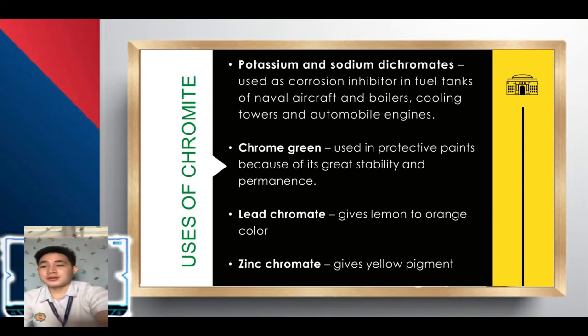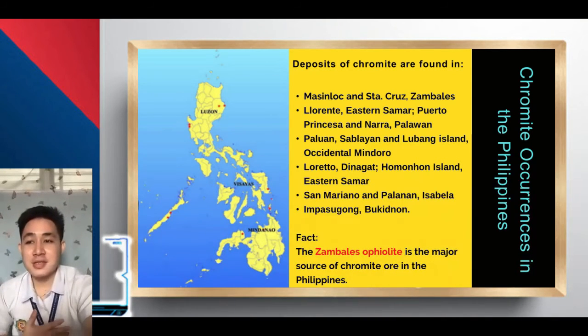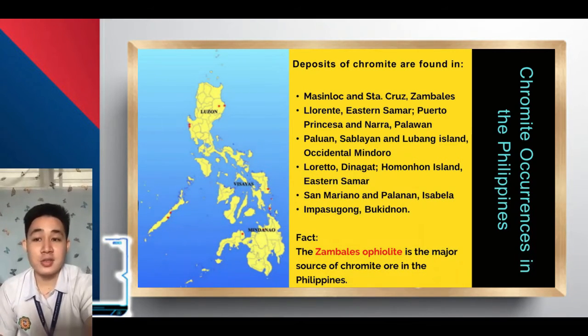So, we will proceed now to the chromite occurrence in the Philippines. Mostly makikita natin ang mga chromite deposits in Masinloc and Santa Cruz, Zambales. Then, Llorente, Eastern Samar. Then, Puerto Princesa and Nara, Palawan. Then, next is in Paluan, Sablayan, and Lubang Island that is located in Occidental Mindoro. Then, Loreto, Dinagat, Homonhon Island that is located in Eastern Samar. Then, San Mariano, Palawan, Isabela, and Impasugong, Bukidnon. Another fact is that the Zambales ophiolite is a major source of chromite ores here in the Philippines.